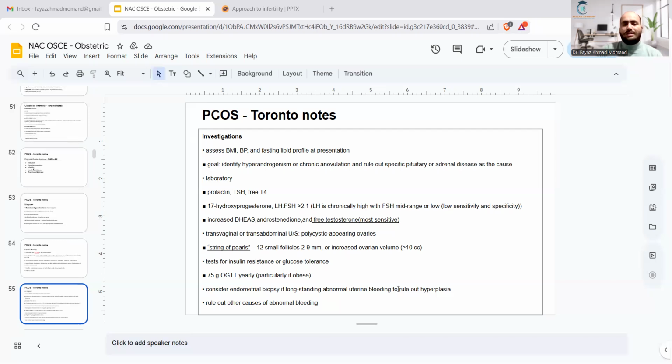On ultrasound, we see multiple follicles or the volume of the ovary is more than the expected volume. Sometimes they can give a string of pearls, like a single string that has multiple cysts on it. This is how the ovaries may appear.